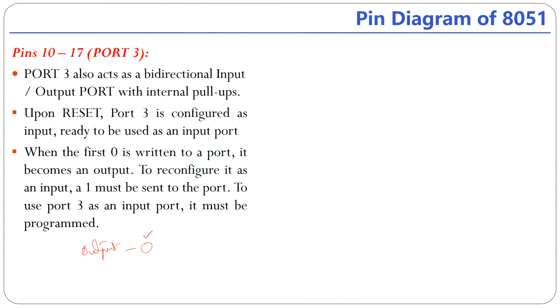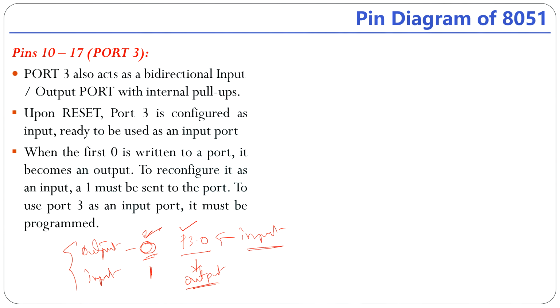Let us consider port 3.0. Initially, by default, it is acting as an input. You write a logic 0 to configure it as an output port, so now it is acting as an output port. Suppose again you want to configure it as input, you need to write logic 1.